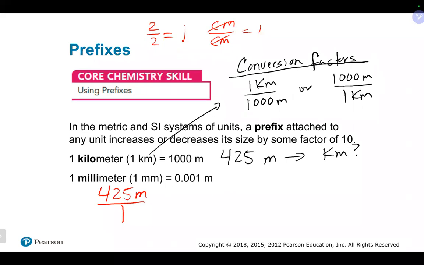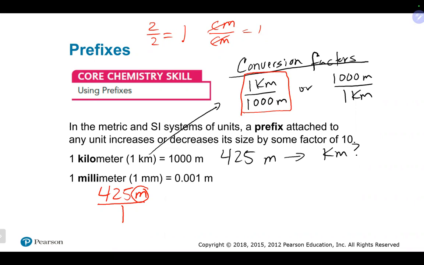The meters are on the top. Yeah, that's the meters right there. Meters are up on top, and 1 is on the bottom. So because the meters are on top and I want to get rid of meters, I need to put meters in the opposite location, which means which conversion factor would put meters in the opposite location? The very first one, right? We can clearly see that the meters are on the bottom.